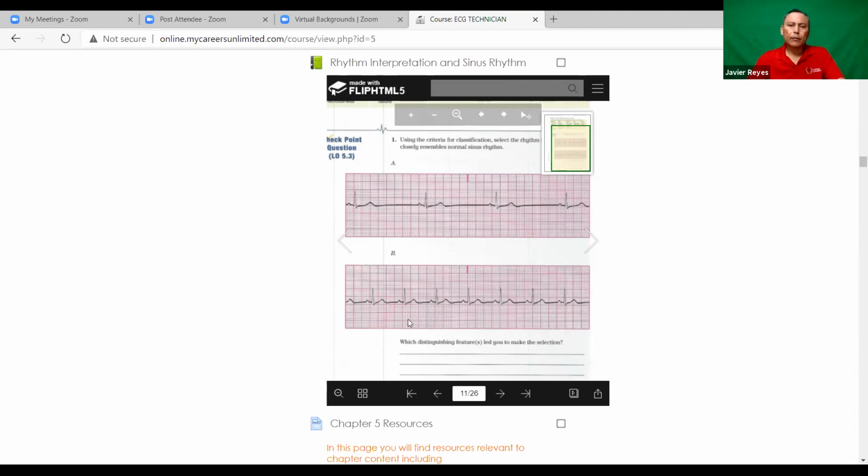Let's use the 300 method, okay? You count the big blocks and you divide it. Or why don't we do this? Janie, do the 300 method. Count the big blocks and divide them into 300. And Norma, count the little blocks, the little squares, and divide it into 1500 and give me the heart rate. So I count the little squares? Yes, and divide it into 1500.